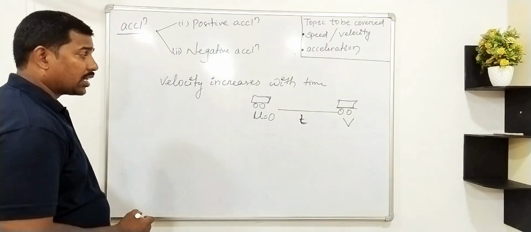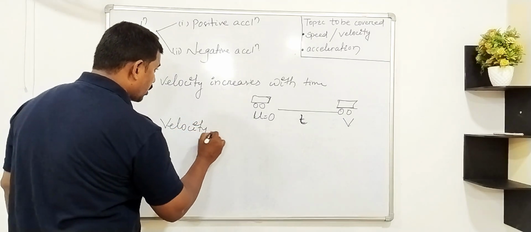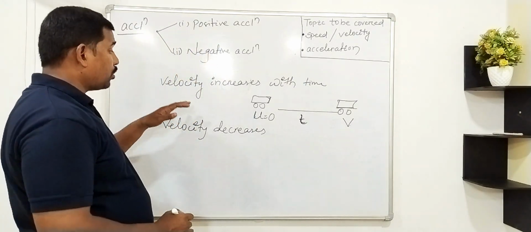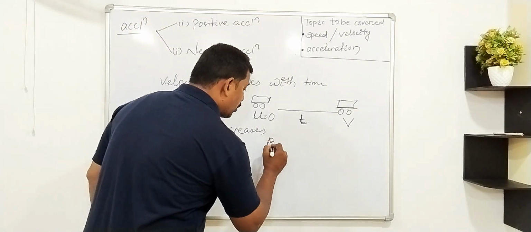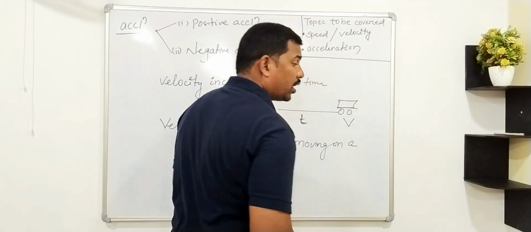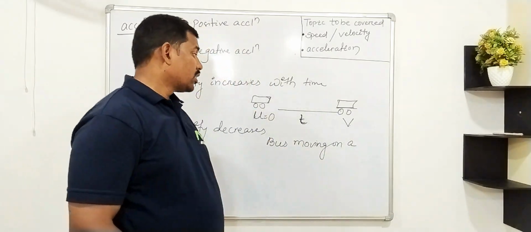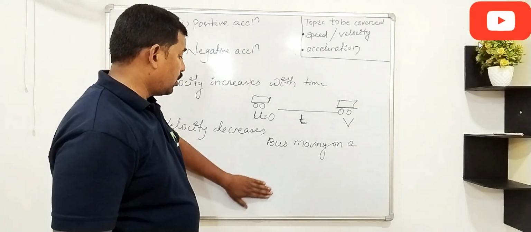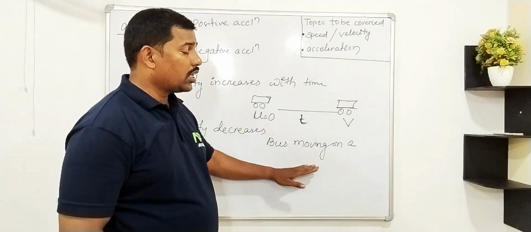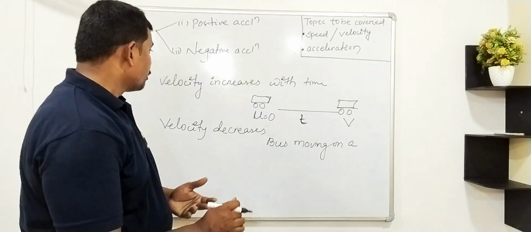Next one is negative acceleration. In negative acceleration, velocity decreases. For example, suppose a bus is moving on a crowded road. In this case, the velocity of the bus decreases gradually. Similarly, a bus or train entering or leaving the platform.